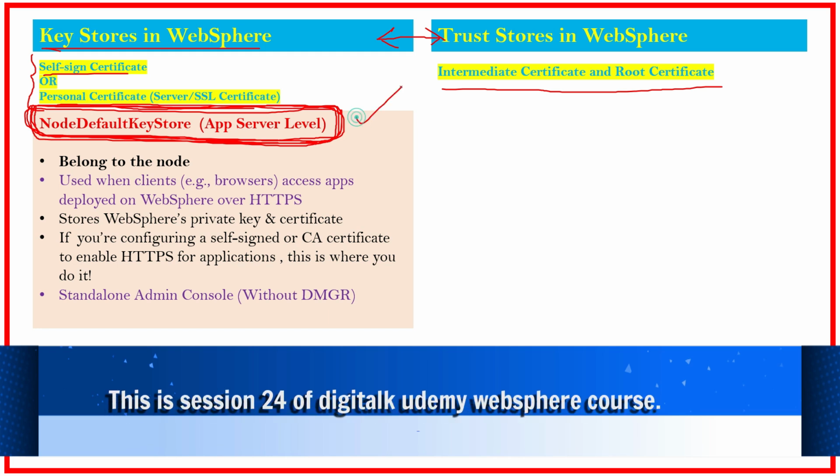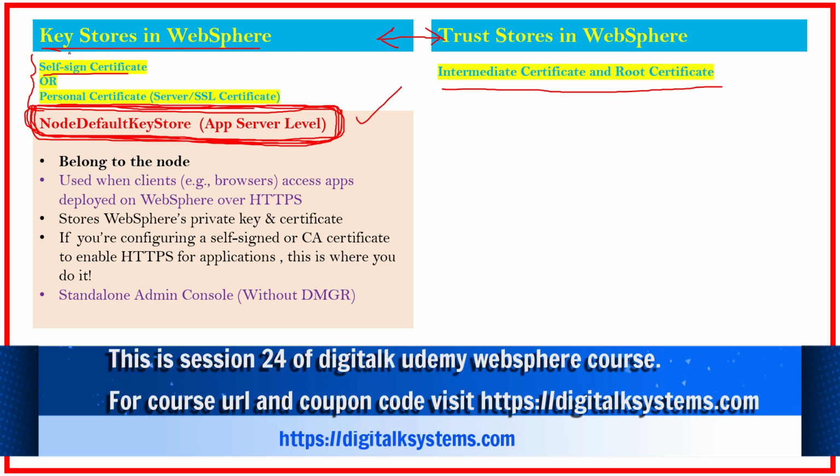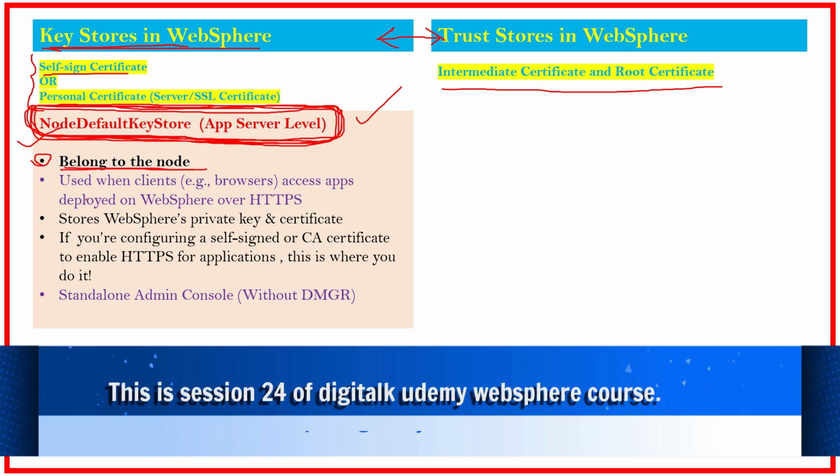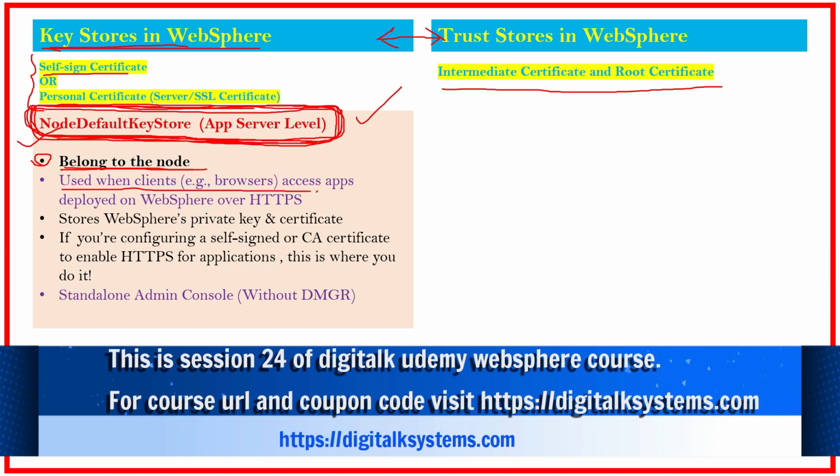So this is the main identity store or main key store which we use for the SSL configuration of the application which we deployed in the WebSphere. So this belongs to the node, right? Because we are going to configure our application which we deployed in a particular node. So this default key store scope is node level, and we use it when a client tries to access the application which is deployed in your WebSphere. For that we use this node default key store.